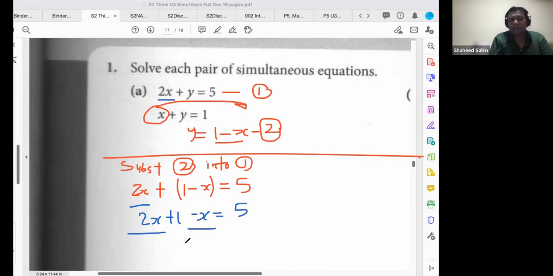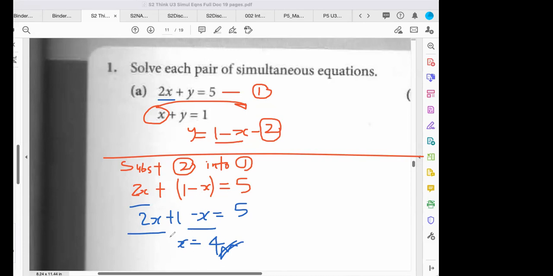2x minus x is equal to x. Then I bring the plus 1 over, it becomes minus 1. 5 minus 1 is 4. So x equals 4. You can see now what I have done. From having two unknowns, I substitute the value, and now I get only one unknown. With one unknown, you know how to do. You shift, you can find out what is x.